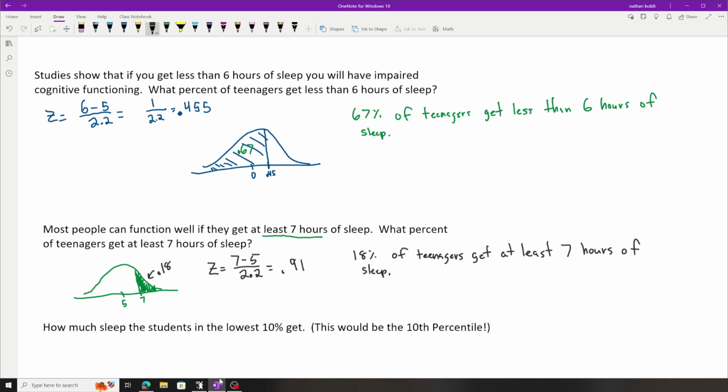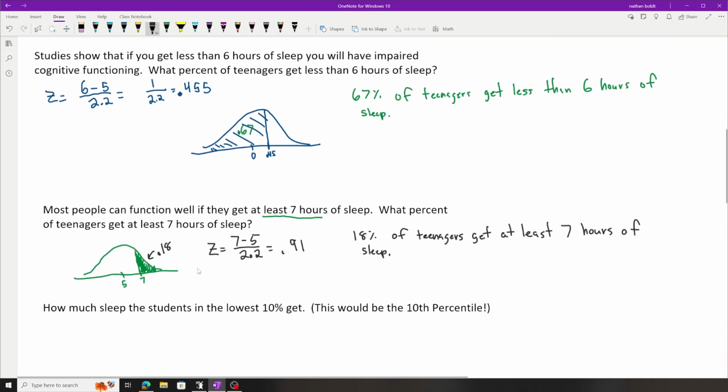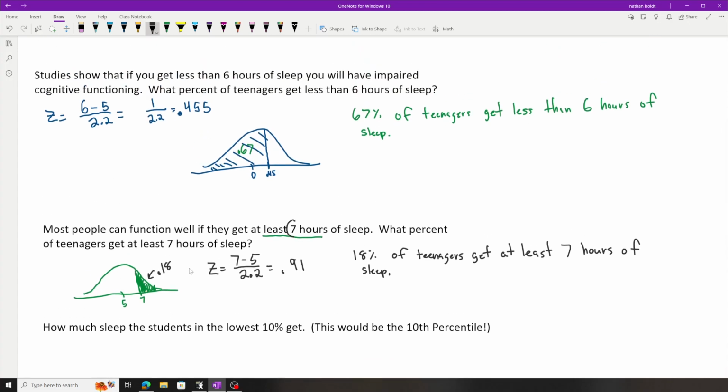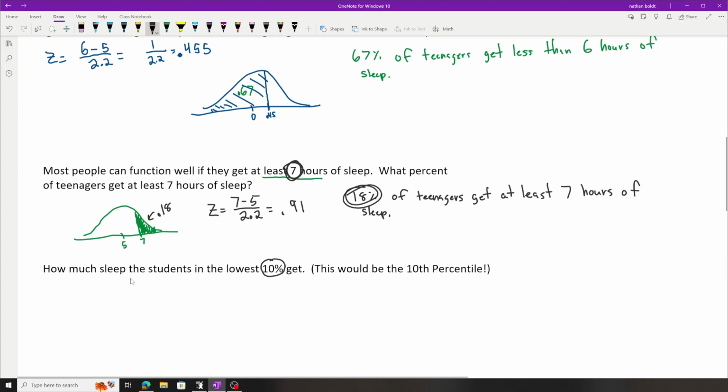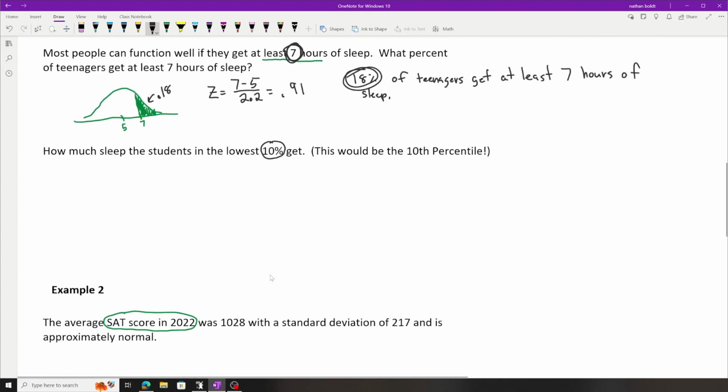Now, I would be remiss if we didn't go backwards. All right, we got to be able to go backwards. So we've been going from a boundary to a percent. Now, what if I flip the question around? What if I give you the percent and ask for the boundary? So how much sleep do the students in the lowest 10% get? The lowest 10%. All right, those poor souls, they're falling asleep right now. All right, the lowest 10%.